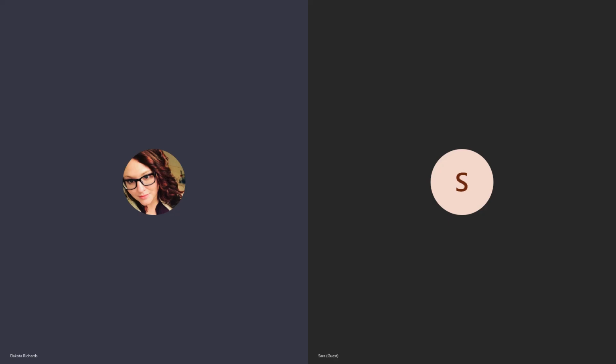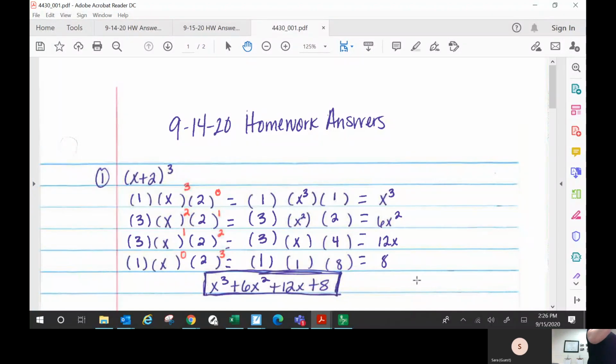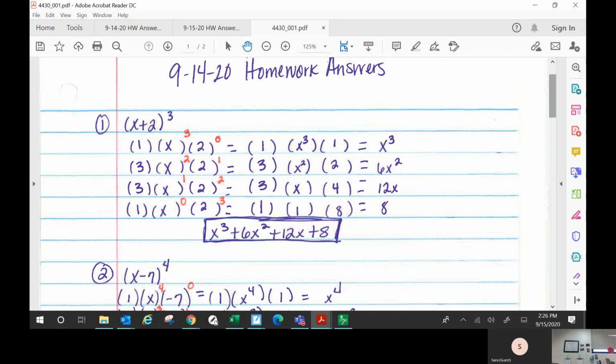So here we go. This was last night's homework. Number one was (x + 2) cubed. You had to multiply that times itself 3 times. And so you're looking at Pascal's triangle, the third row. The third row says you have 1, 3, 3, 1. Those are your coefficients. Okay.